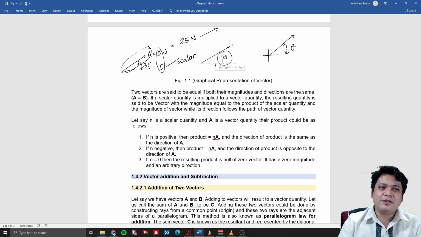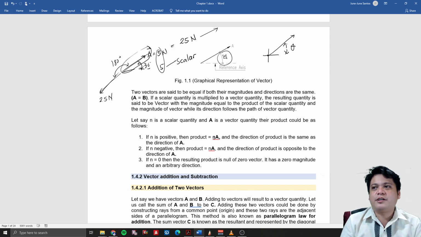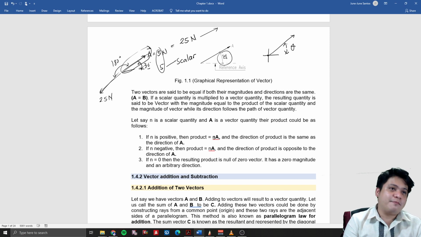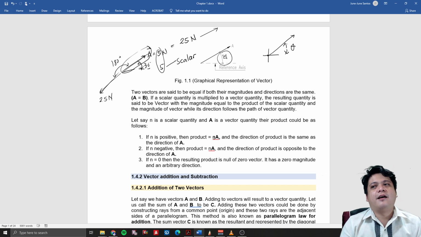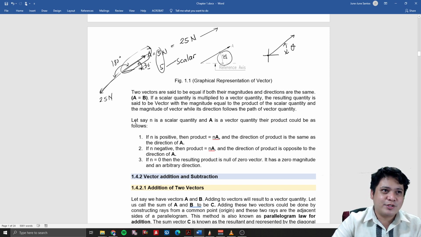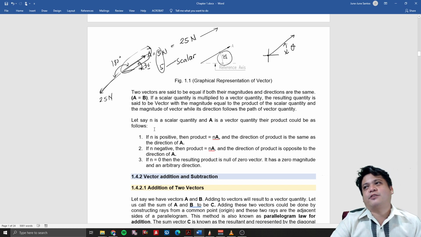Okay? Kapag naman yung negative, ganun pa rin. 25 Newton siya. Kaya lang, instead na paganto, parang opposite niya. So, parang ganun, yung distance niya is around 180 degrees. No? Kabaliktaran. So, magiging ganito yung 25 Newton. Okay? So, that is for the number 2. So, if n is 0, then the resulting product is a null or zero vector. It has a zero magnitude and an arbitrary direction. Okay? So, it means 0, positive, or negative. Okay, so ganun lang kasimple when it comes to scalar multiplication. Okay, multiplication of scalar and then a vector.